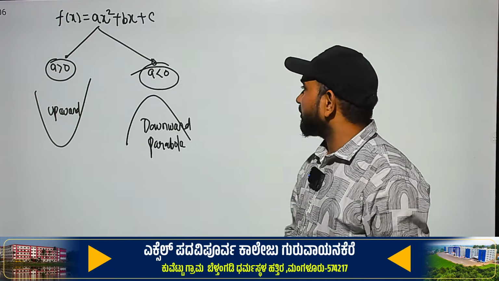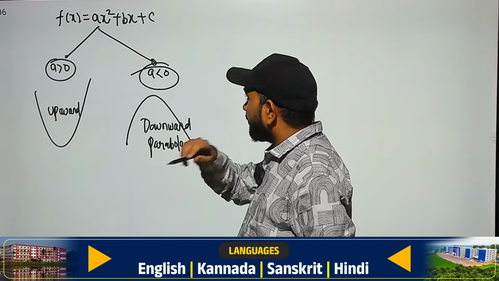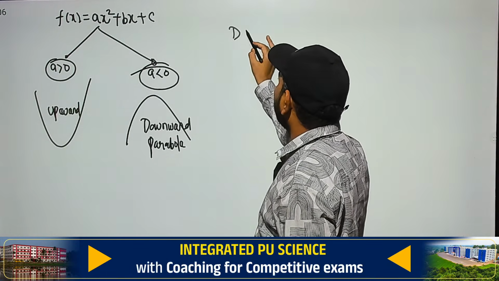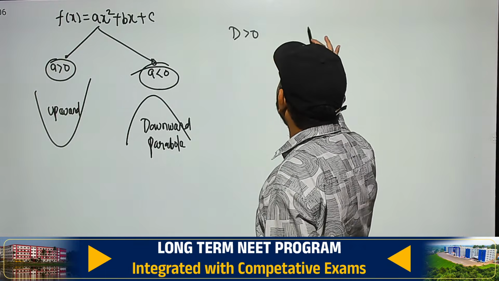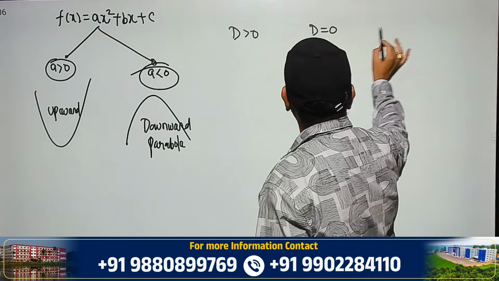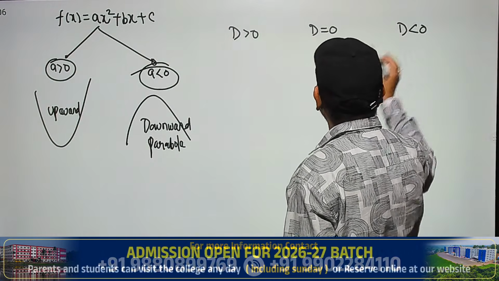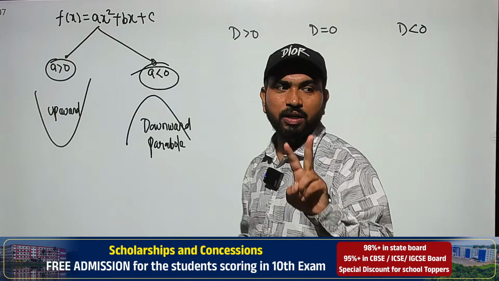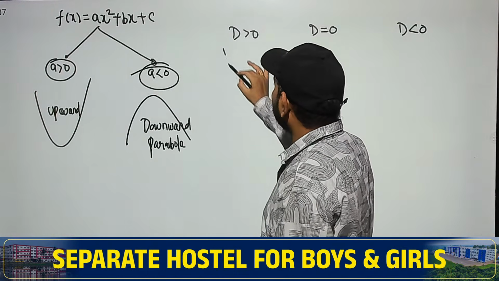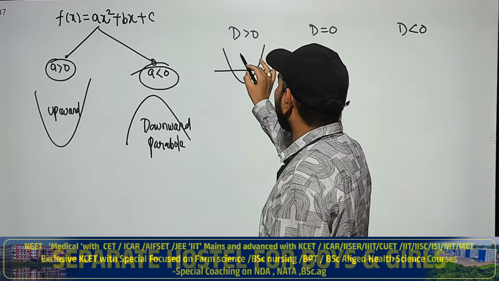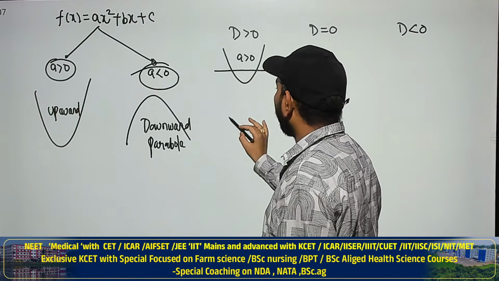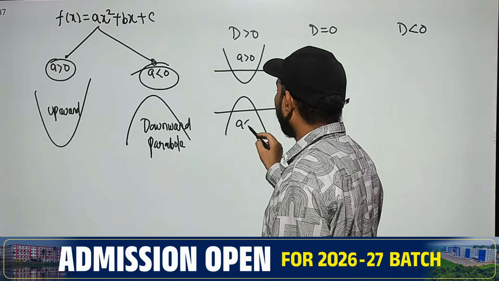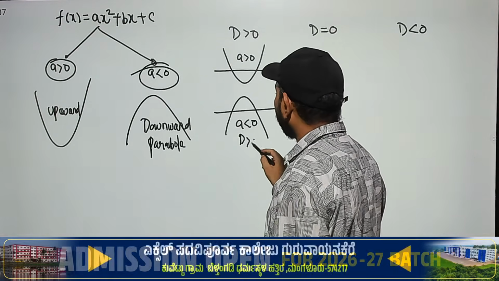Now I discussed also about the D. If D is greater than 0, D is equal to 0, and D is less than 0. D greater than 0 means two real points, means the graph is cutting at 2 points, looking like this if A is positive also. And if looking like this, it means D is positive but A is negative.